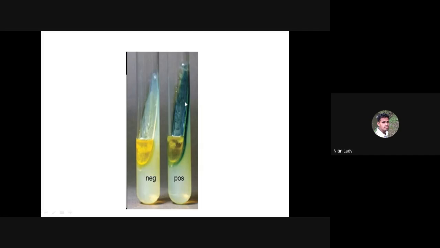Okay, which means the organism grown on this slant is producing the enzyme phenylalanine deaminase, and that has produced the phenylpyruvic acid that has reacted with the 10% ferric chloride to give the green color complex. Okay, and this is the positive test, and that phenomenon is completely absent in this slant, and that's why it is a negative test, showing no color change. Okay.